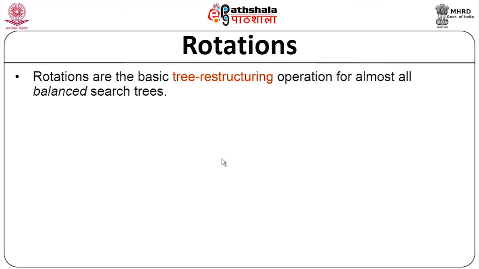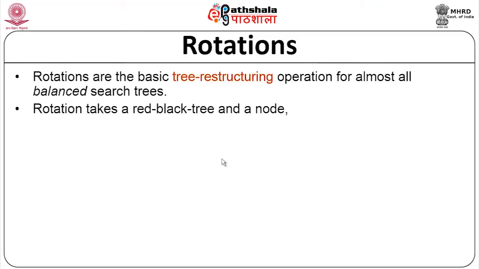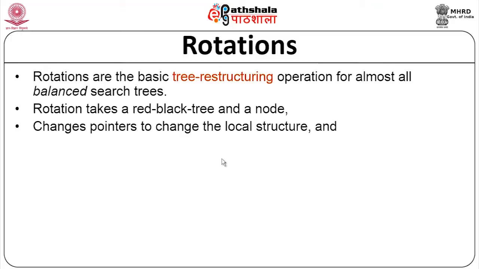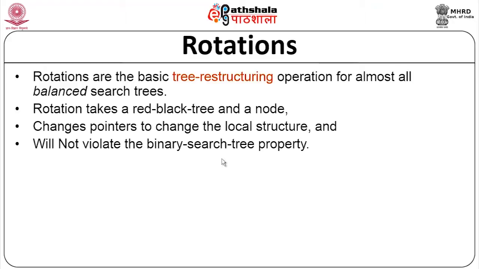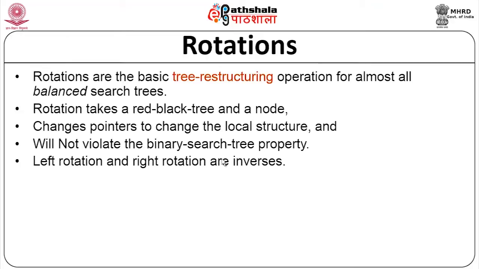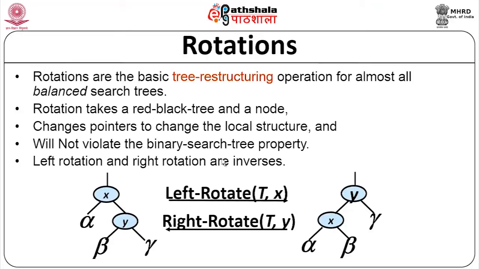Rotations are the basic tree restructuring operations for almost all balanced search trees, not even just binary search trees, everything. Rotations are what we do for tree restructuring. We have seen that when we discussed AVL trees. Now, rotation takes a red-black tree and a node and changes the pointers to change the local structure and will not violate the binary search property, as we have seen. You have left rotation and right rotation; they are inverses of each other normally.